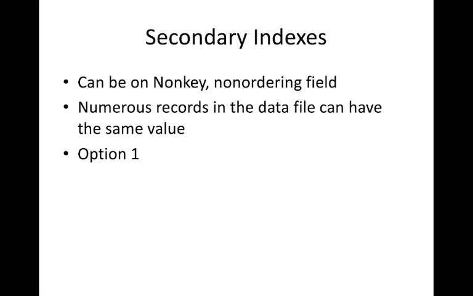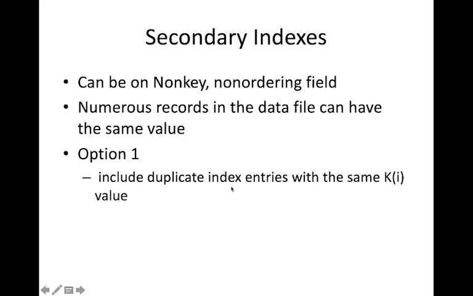So there are different ways to provide this secondary indexing. The first option is to include duplicate entries with the same key value. So there will be one for each record. Then it will become a dense index. The index file will consist of duplicate index entries with the same key. So if we have two same names like Adira and Adira, for the first Adira there will be one index, and for the second Adira also there will be a second index. Then it will be a dense index.